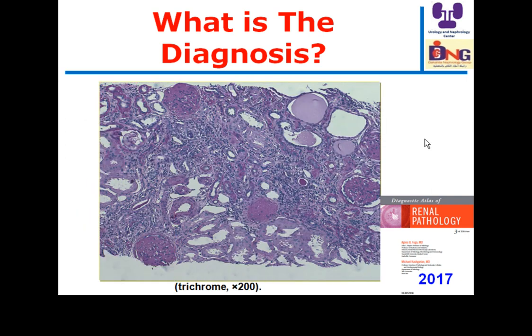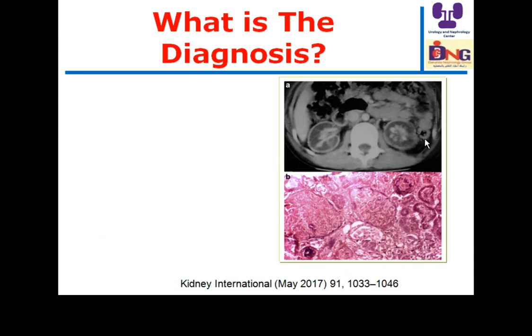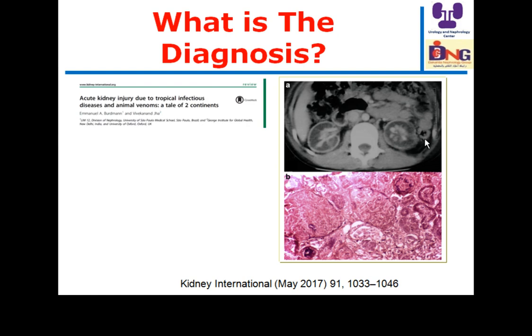Another case of chronic, this is classic chronic tubulointerstitial nephritis, and this is a very interesting case. It was published within this article that discussed the issues of acute kidney injury due to tropical infections, infectious diseases, and animal venom, a tale of two continents. So this is the title of the manuscript.